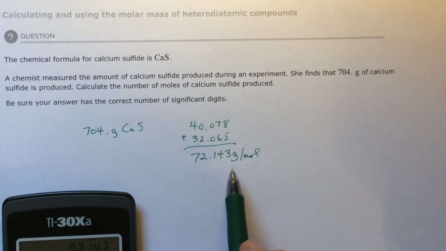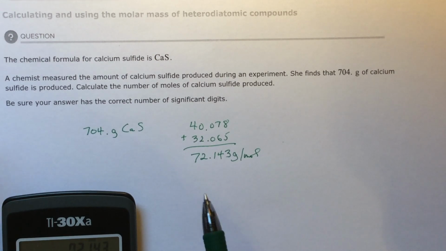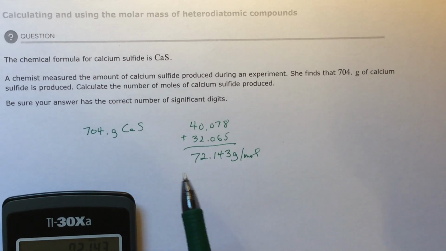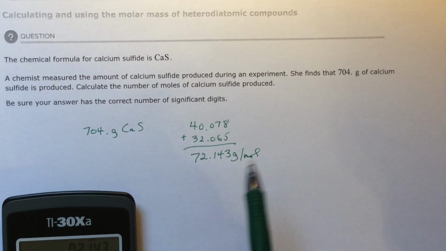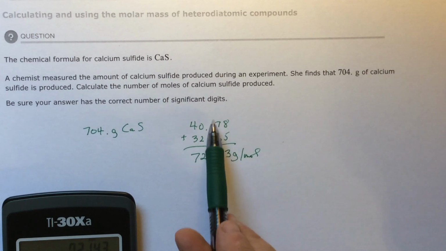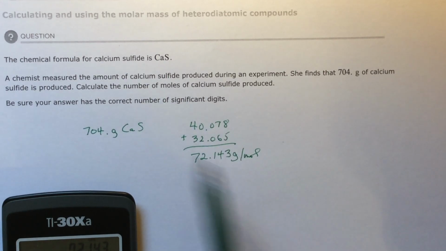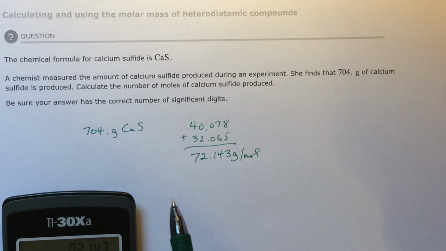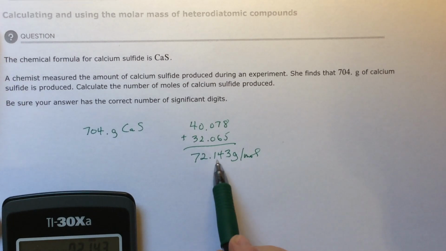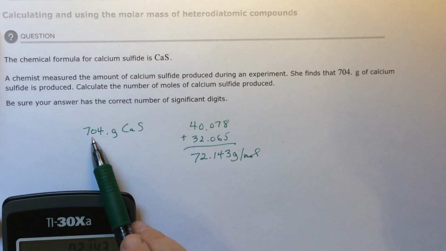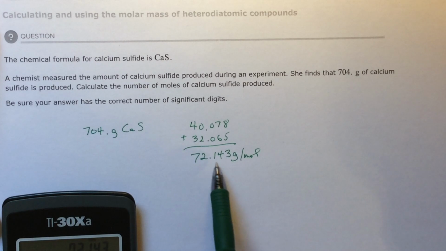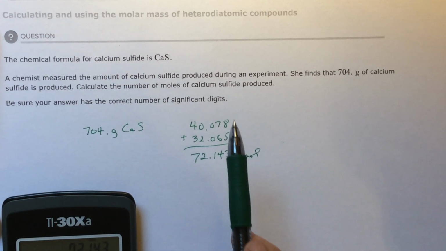How many grams does one mole of this compound weigh? So if you were to take one mole of molecules, or in this case one mole of formula units, how much would it weigh? You just take the individual atoms, add them together, and that's what the compound weighs. A compound just weighs the sum of the individual components of the compound. All right, so here's what we're going to divide by. We've got 704 grams. We're going to divide by 72.143 grams in a mole.